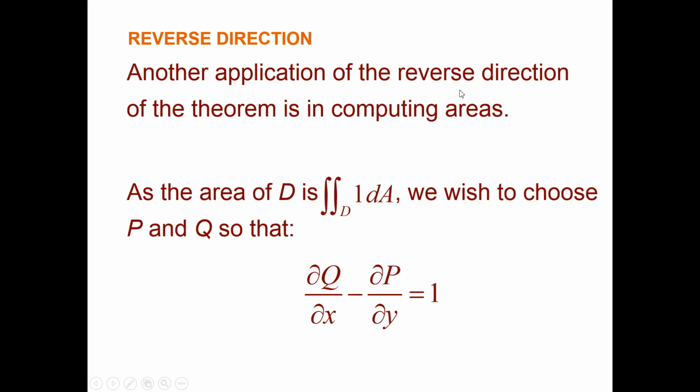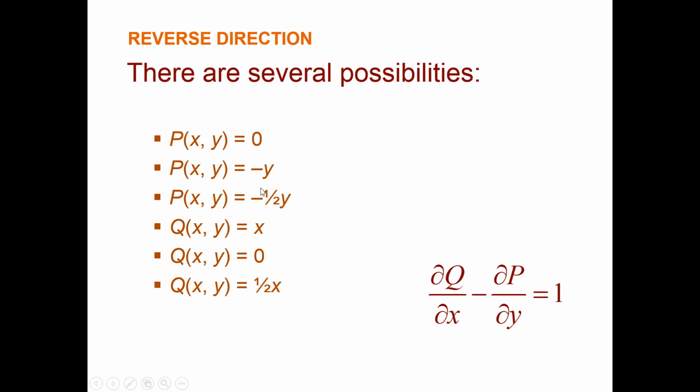So another application of the reverse direction of the theorem is in computing areas. As we know, the area of the region D is the double integral over the region D of 1 dA. So if partial Q by partial x minus partial P by partial y is 1, we can calculate the area. So let's see what are the situations when this is equal to 1. There are several possibilities, so a few of them are given here.